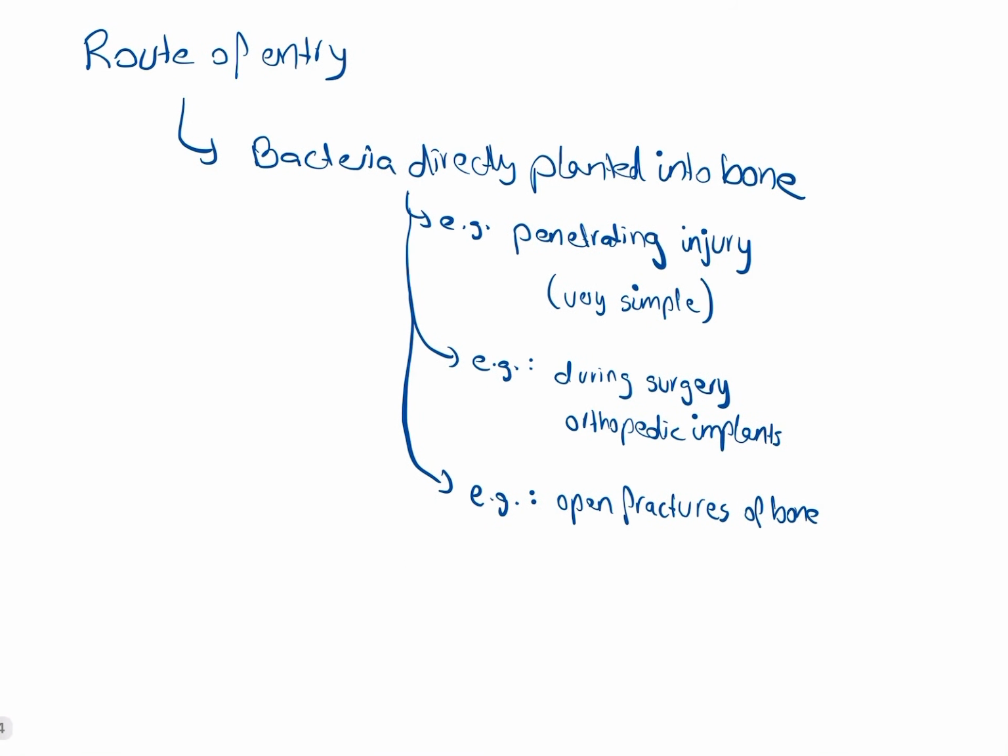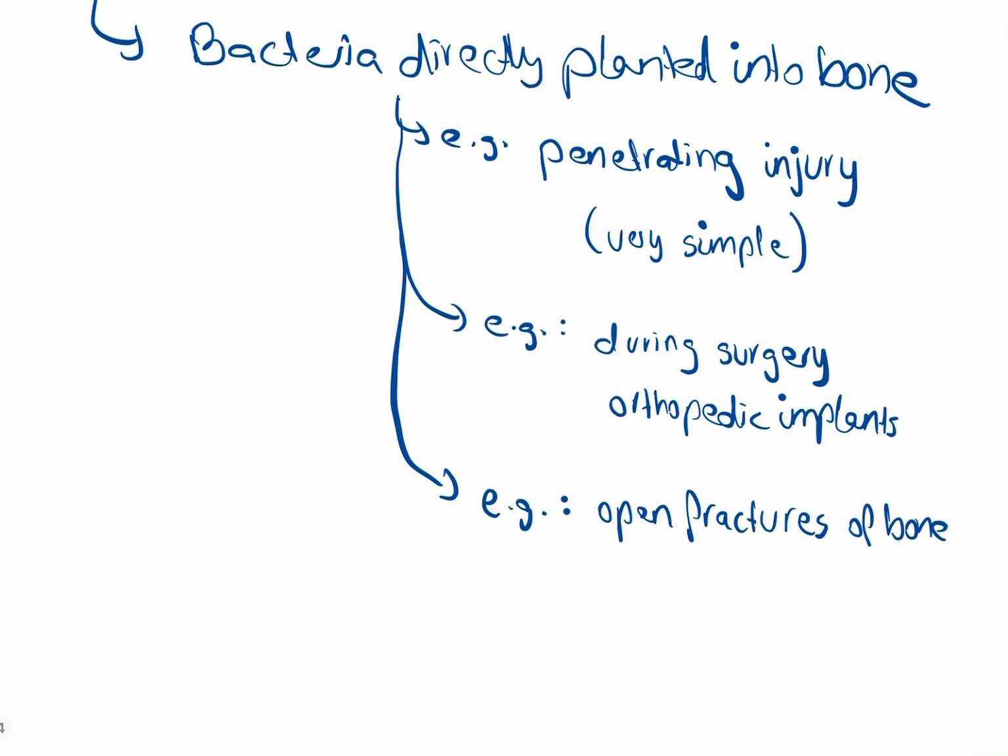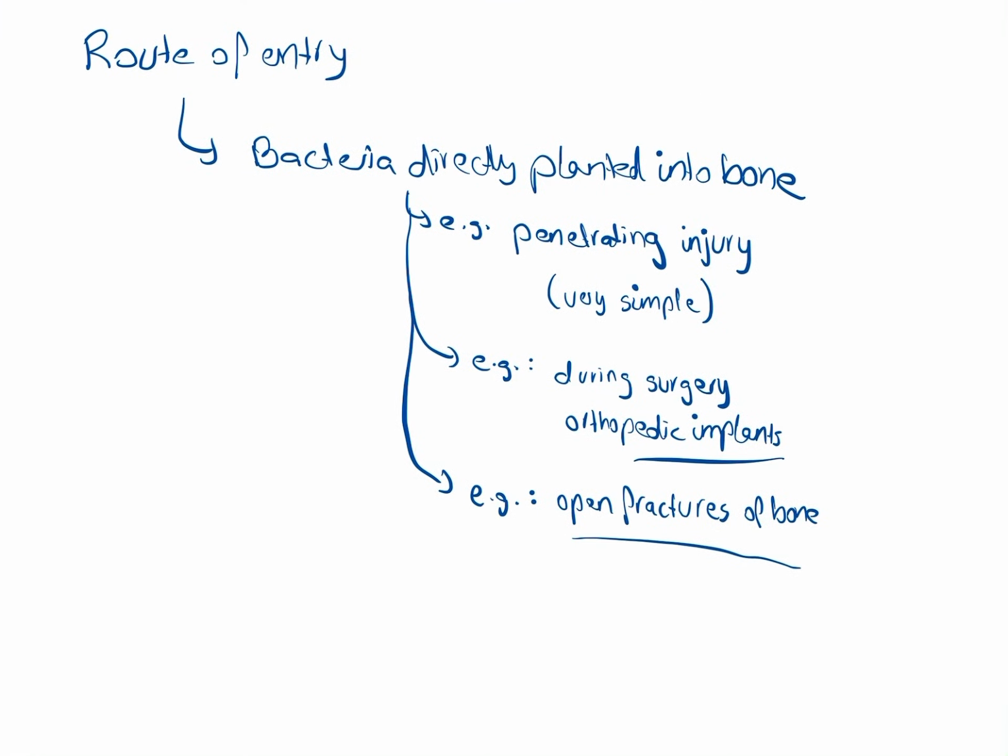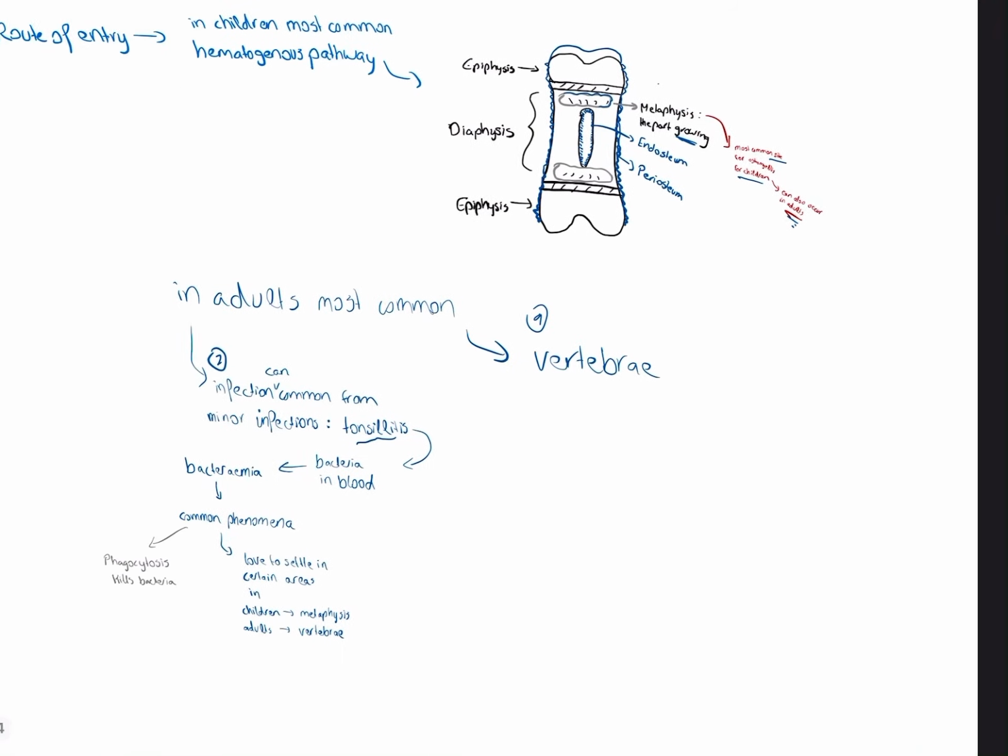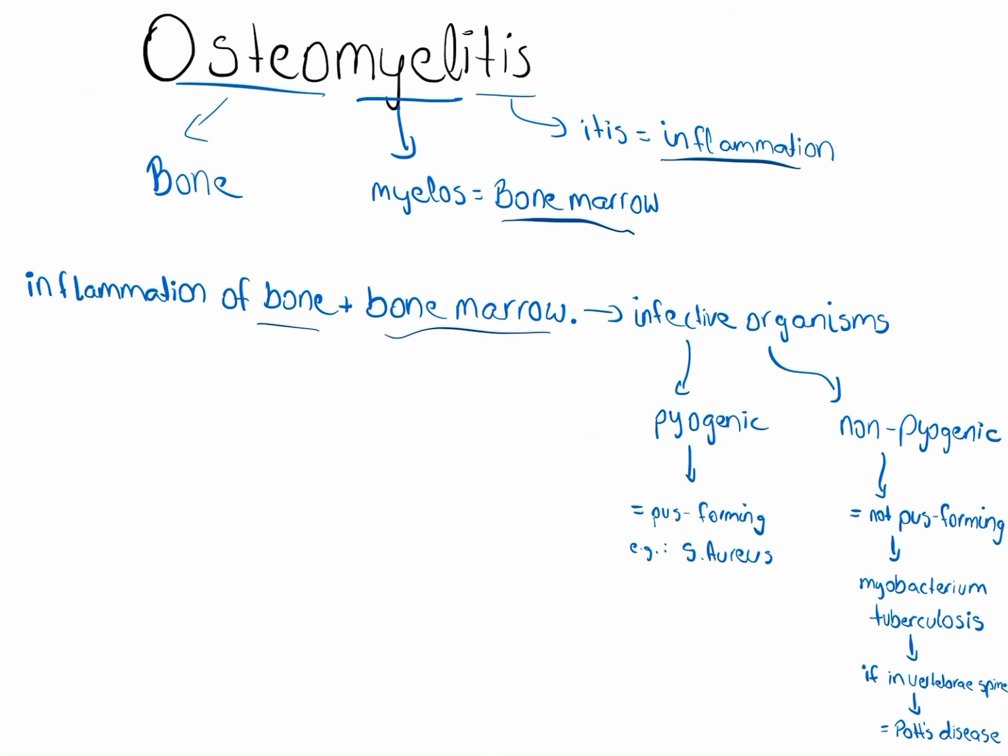Another route of entry is if the bacteria is directly planted into the bone. For example, if we have a penetrating injury, which is very simple. Or the bacteria can be directly planted into the bone during a surgery, for example with orthopedic implants or open fractures of bone. So this is a small summary of what osteomyelitis is and what the pathways could be.